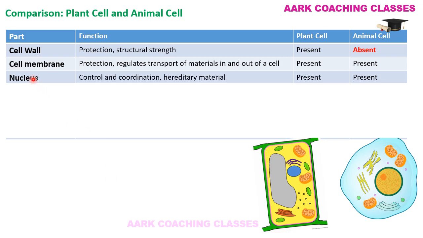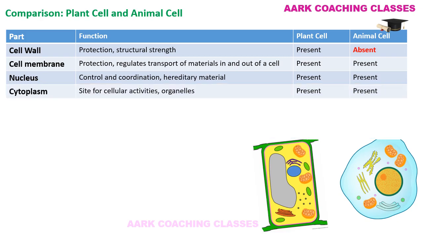Next one is the nucleus. What is the nucleus? The control house of the cell, the head office. In plant cells, you can see this nucleus is pushed to one side, whereas in animal cells, it is more or less located centrally. So it is present in both plant cells and animal cells. Function is control and coordination. It also houses the hereditary material, the genetic material, chromosomes, right?